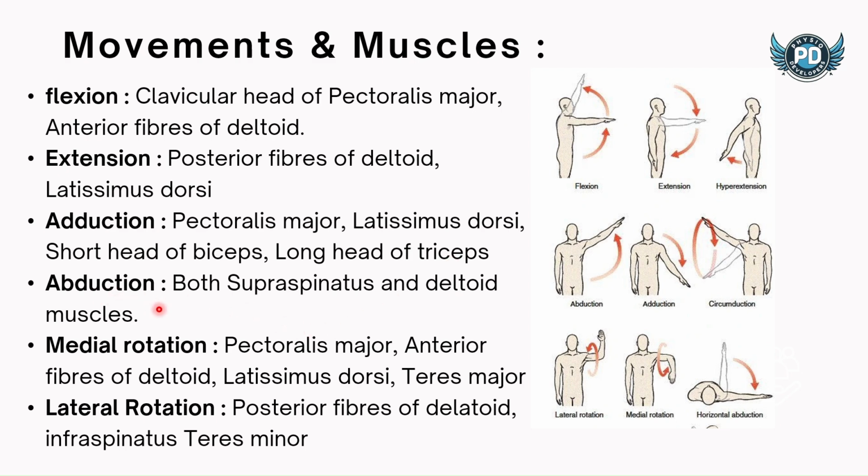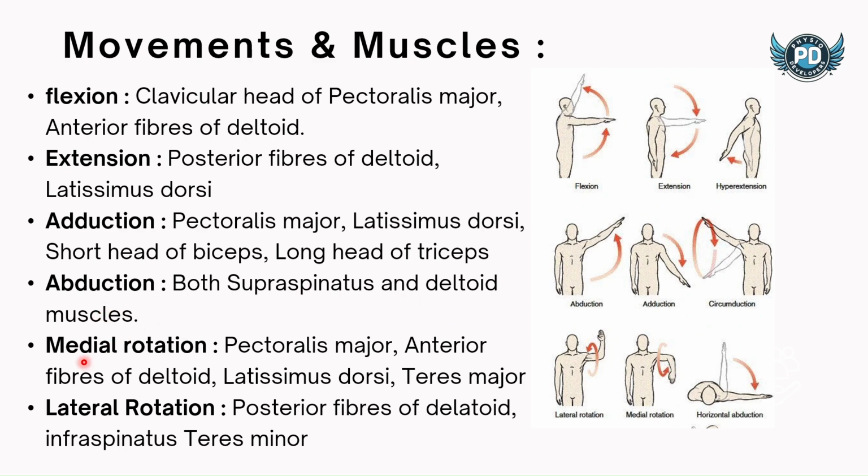Coming to the abduction, adduction means towards the body. See in this diagram, it is the adduction towards the body. What is abduction? Away from the body. This is the abduction. This is the adduction. Abduction is produced by supraspinatus and deltoid muscle. For initial abduction, supraspinatus muscle acts. After that, deltoid muscle acts.